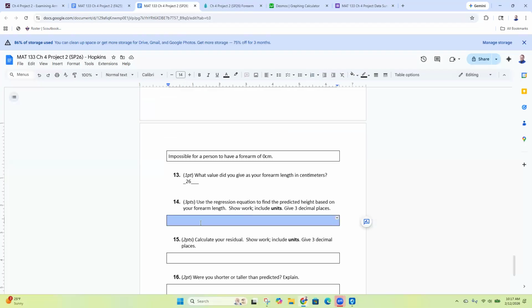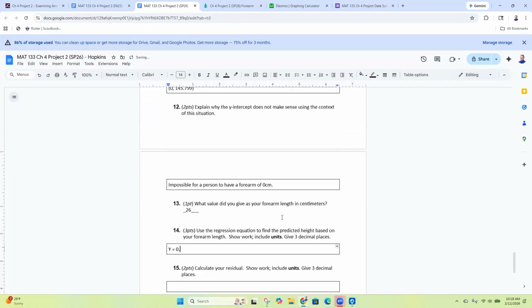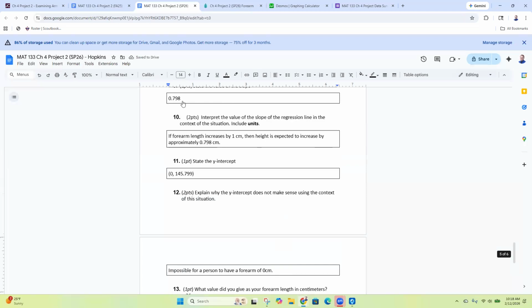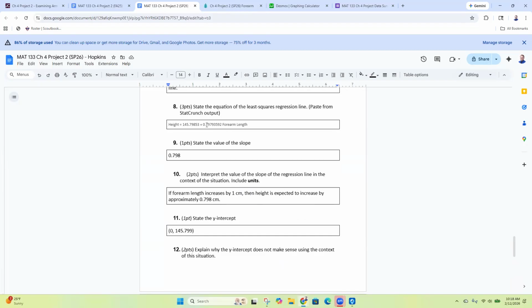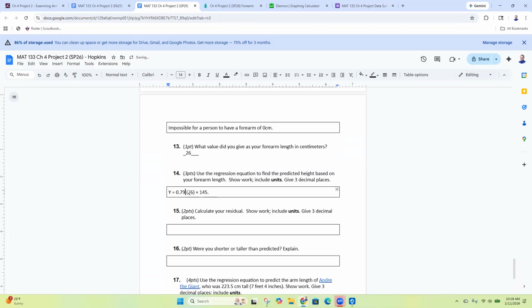Use the regression equation to find your predicted height based on your forearm length. Show your work, include units. Okay, so we have y equals... what was it again? 0.799 x, which in my case is 26, plus 145 point. Oh wait, nope, it wasn't 799. These are throwing me off. This is 798 and this is 799. Oh my goodness. Okay.